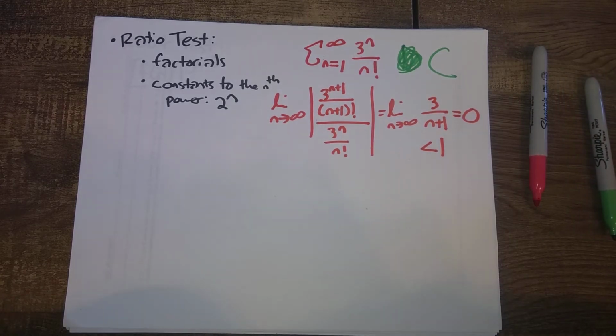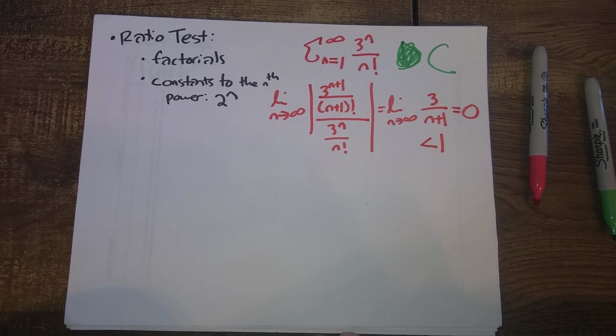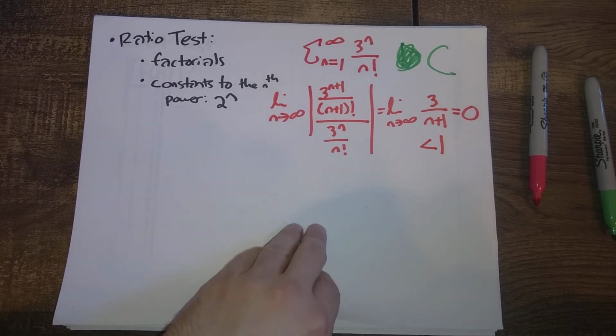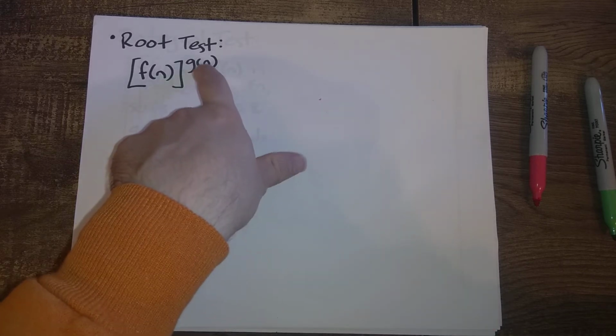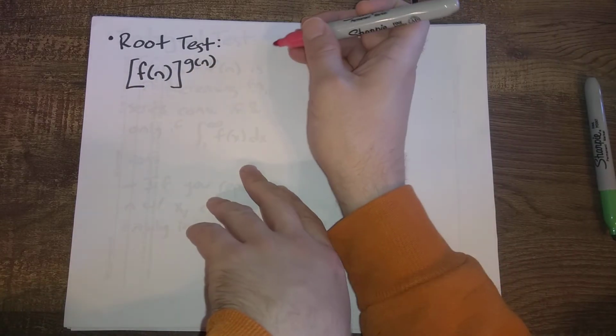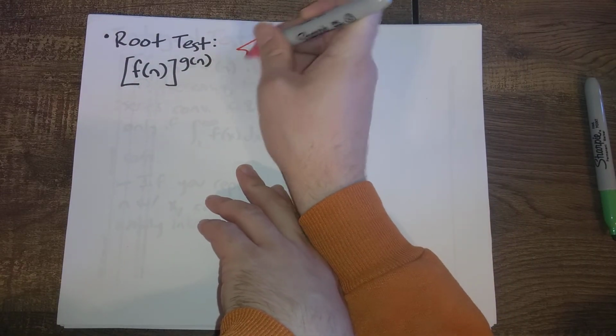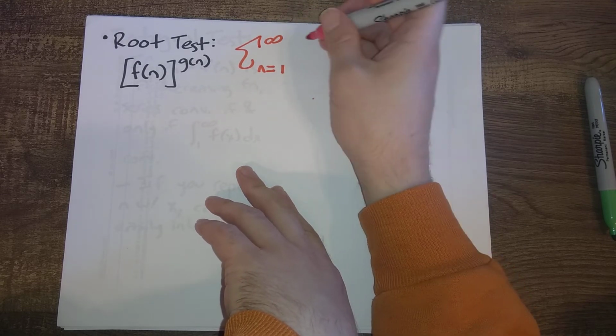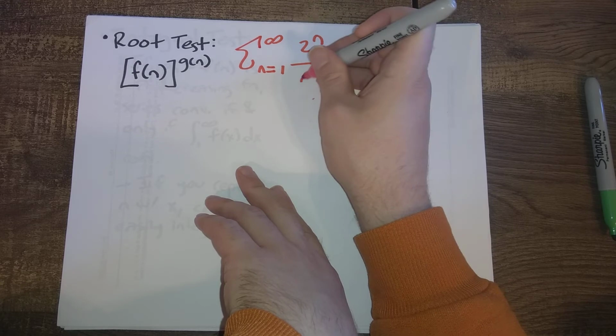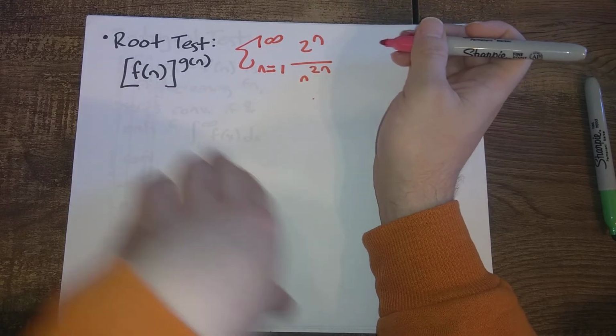So ratio tests, the things that should make you think ratio tests are going to be factorials and constants raised to the nth power. Root tests, you want to be thinking about things raised to the nth power as well, maybe not just constants, but other things raised to the nth power, or sometimes the power can be some function of n. So the example here, sum from n from 1 to infinity of 2 to the n over n raised to the 2n power.